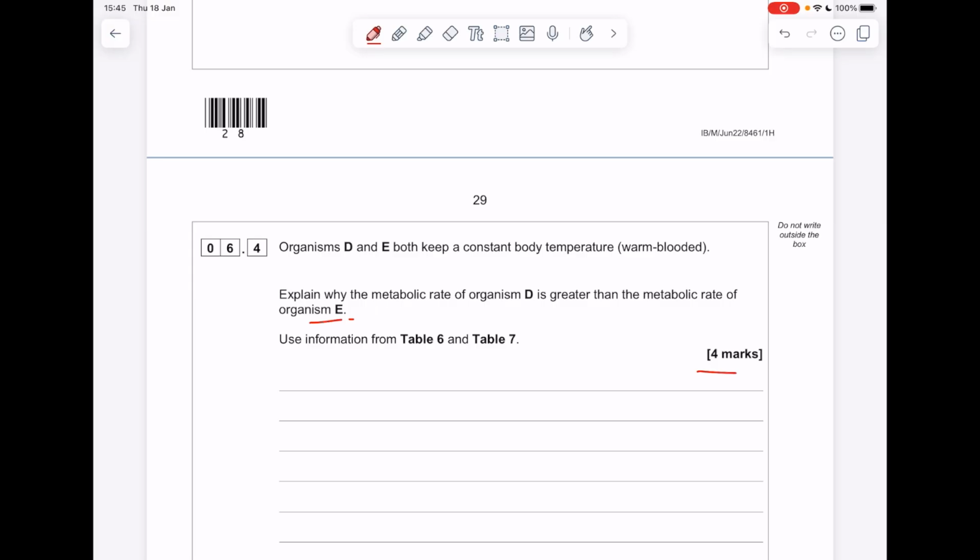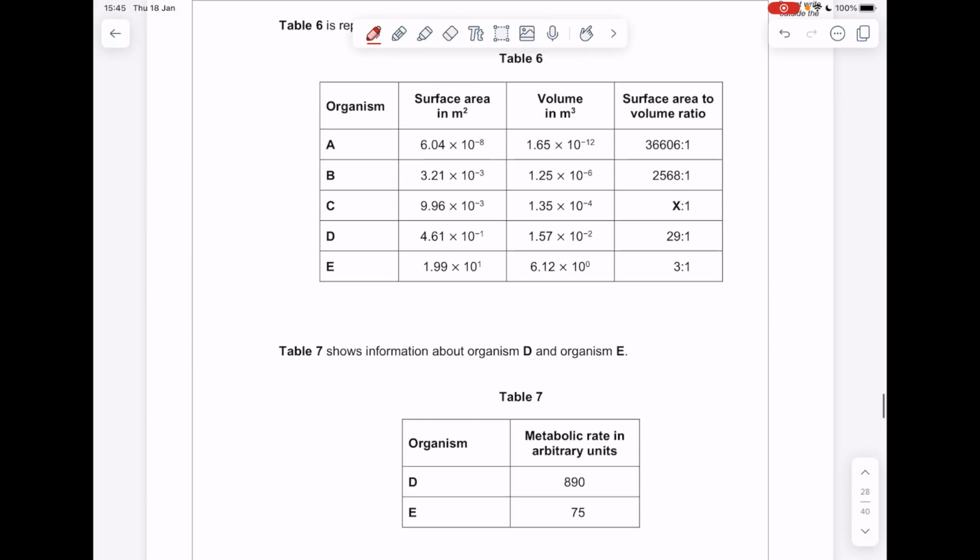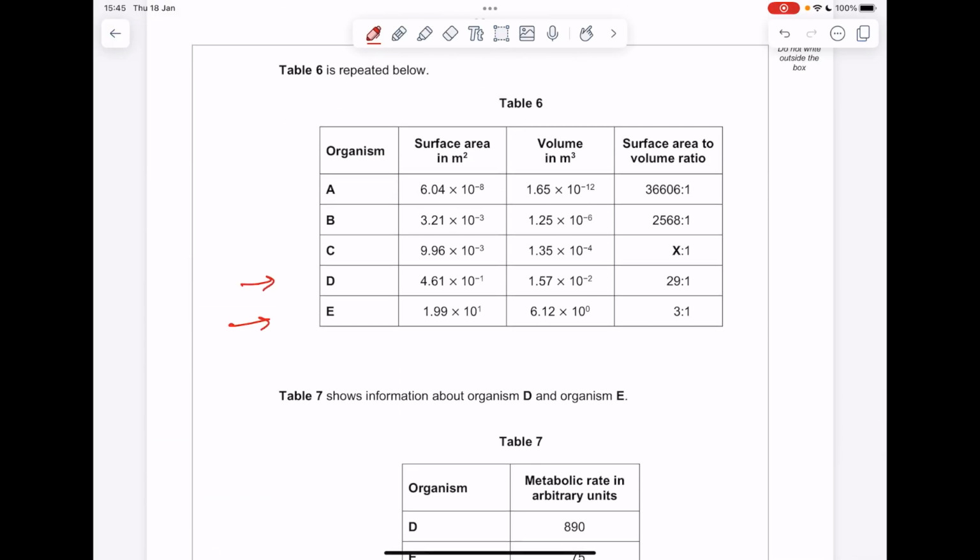That's worth 4 marks. So let's compare their surface area to volume ratios. So organism D has a large surface area to volume ratio, and that means it will lose heat far more quickly. So it needs a higher metabolic rate, because that's all to do with the rate at which chemical reactions take place in their body, which means it will be respiring faster in order to generate that heat.